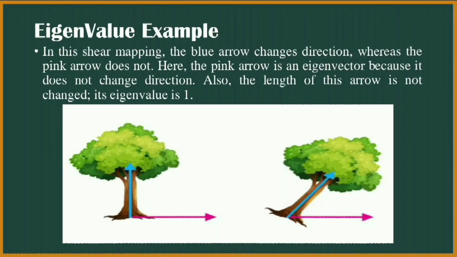So let's have an example of eigenvalue. In this shear mapping, the blue arrow changes direction, whereas the pink arrow does not. So here, the pink arrow is an eigenvector because it does not change direction. Also, the length of this arrow is not changed. Its eigenvalue is 1. So the eigenvector here is the pink arrow because it did not change direction. And also the eigenvalue is the length of the arrow, wherein it doesn't change.